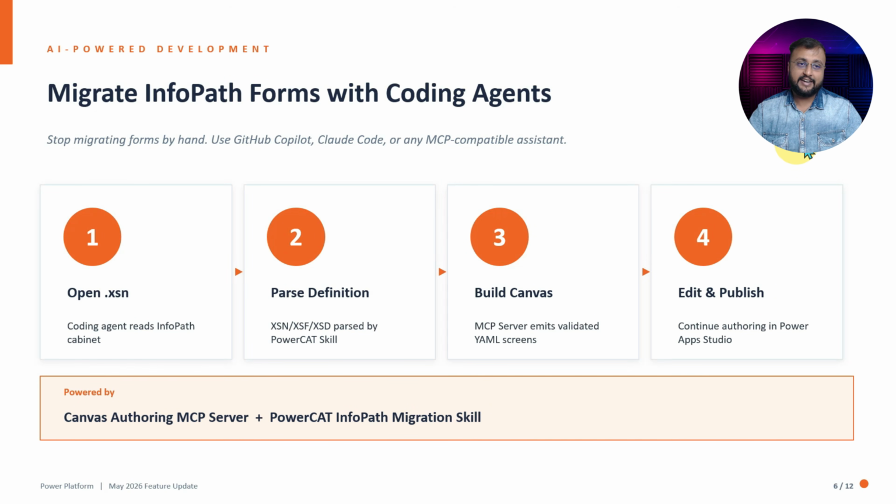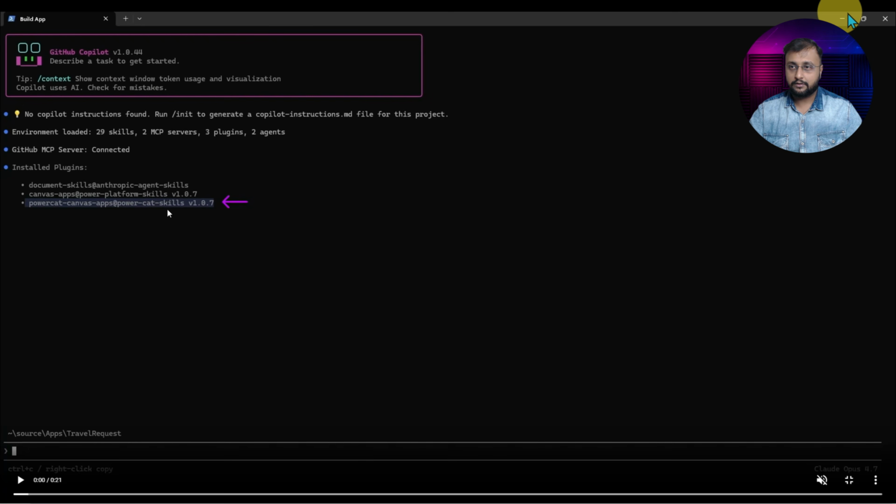Fourth interesting update is around migrating the Infopath form with the coding agent. It is a simple process that is developed by the PowerCAT team from Microsoft, and they have built one tool using which we can easily migrate our existing Infopath functionality with coding agents. Now let's see how it looks in action.